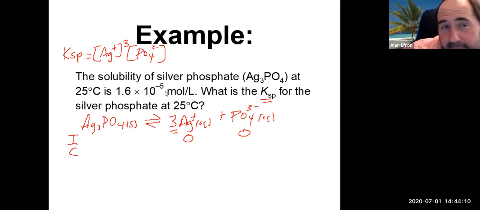Now, it truly doesn't matter what I'm going to do next in terms of the letter, but up until this point for our ice tables, we use X's to represent the change. Usually when people do Ksp problems, they decided, probably because they were bored of X's, to use a different letter. And they actually use the letter S here. And this would be plus 3S and plus S.